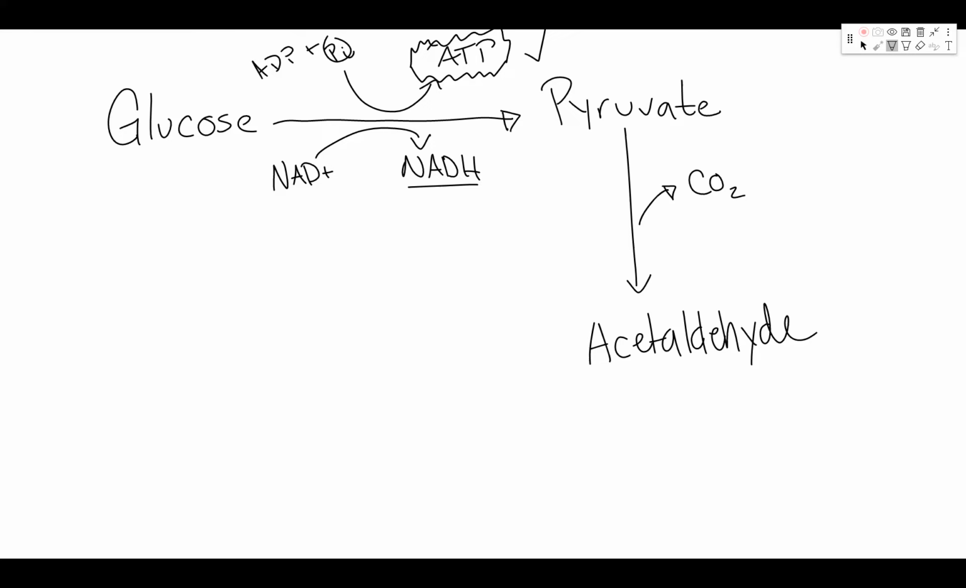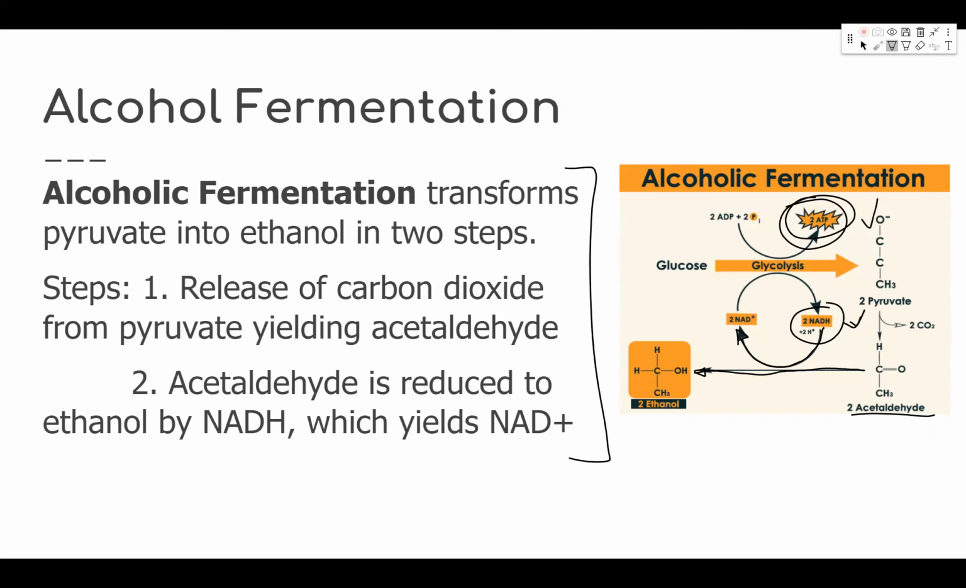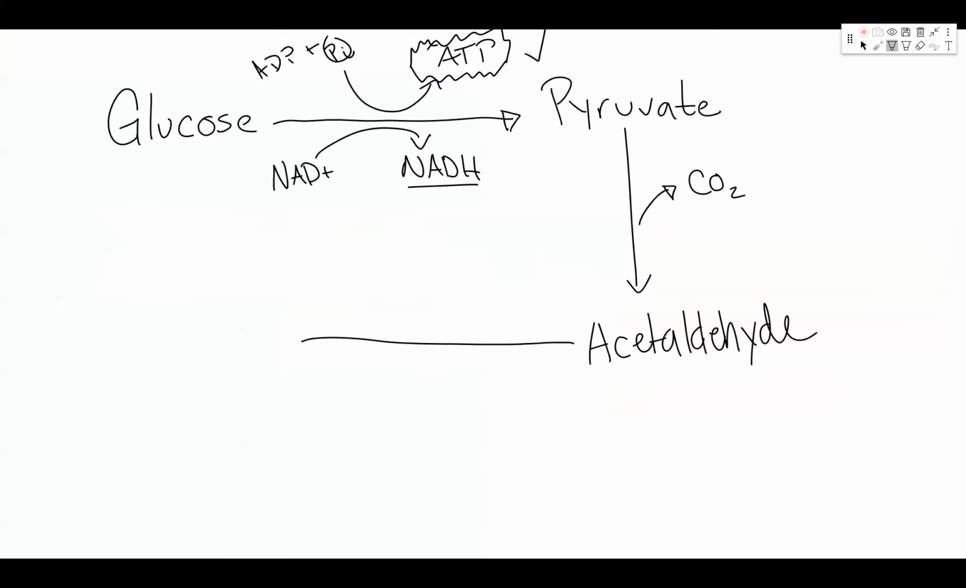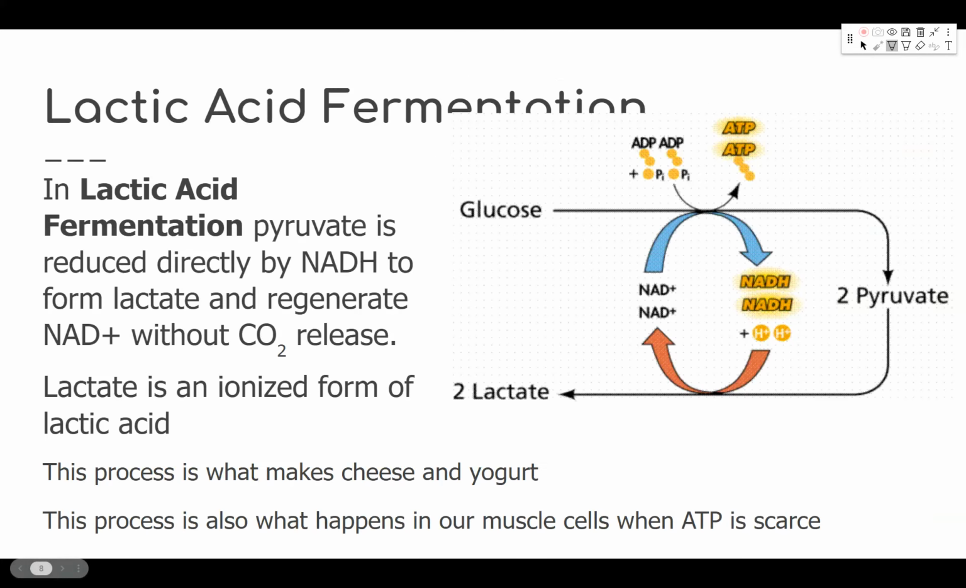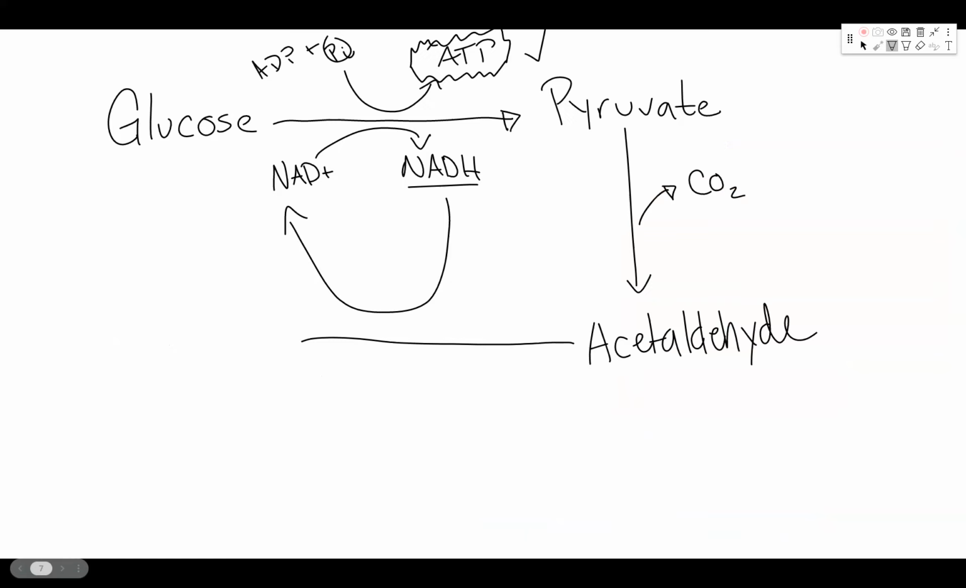And with alcohol fermentation, what we're going to do is take that acetaldehyde and regenerate that NAD plus and create ethanol. So we've got a little circle here. We're going to take our NADH, we're going to oxidize it back into NAD plus, and we are going to yield ethanol.